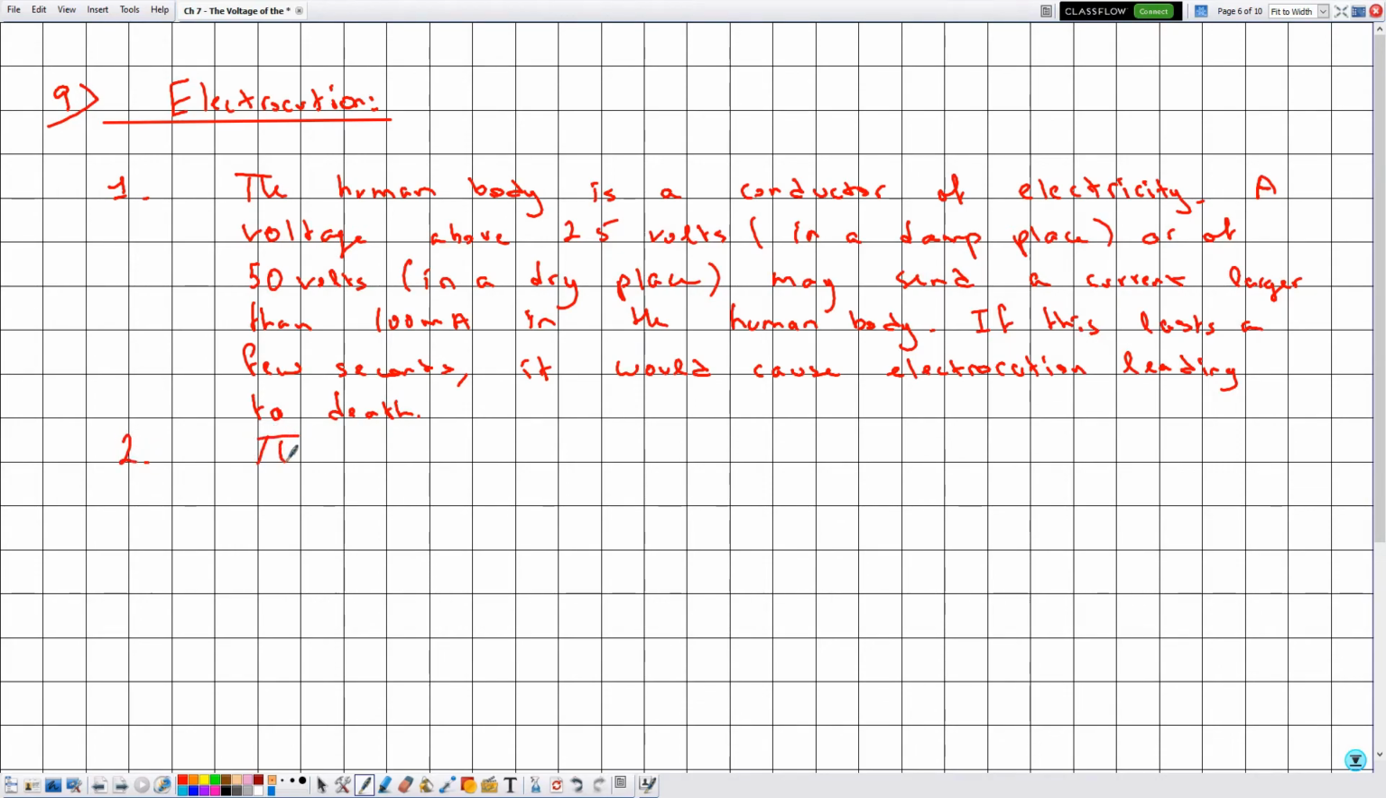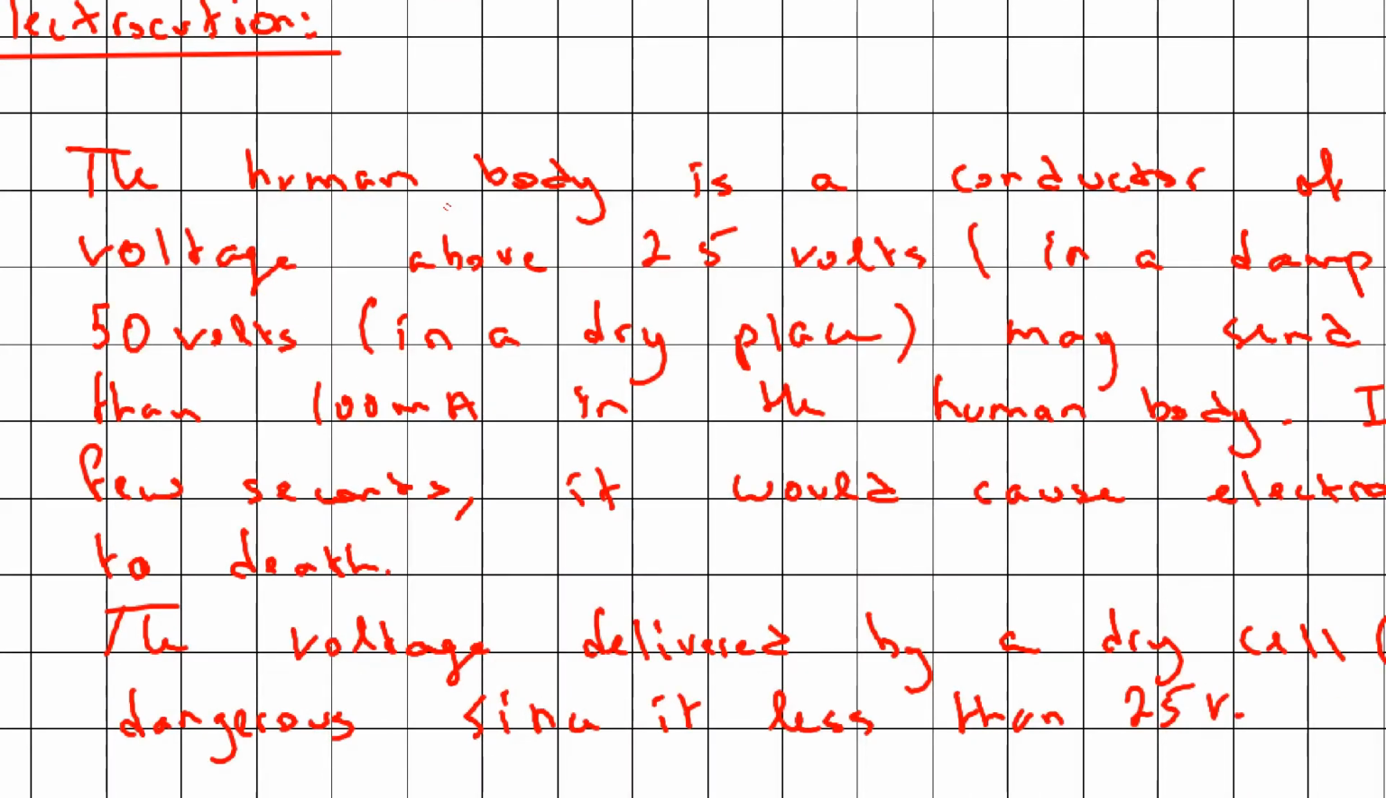Now, as for idea number 2, compared to the voltages that we have dealt with, the voltage delivered by a dry cell or a battery, which is a DC voltage source, is not dangerous since it is less than 25 volts.